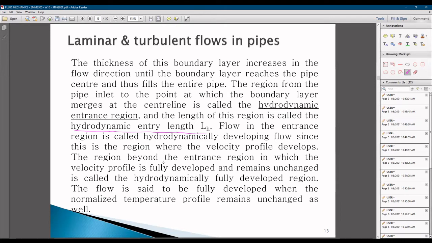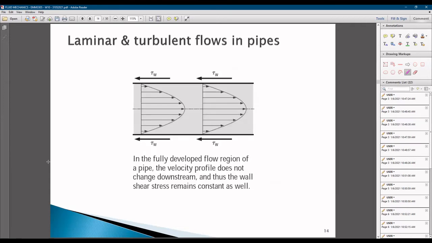The region beyond the entrance region, in which the velocity profile is fully developed and remains unchanged, is called the hydrodynamically fully developed region. The flow is said to be fully developed when the normalized temperature profile remains unchanged as well. In the fully developed flow region of a pipe, the velocity does not change downstream, and thus the wall shear stress remains constant as well.